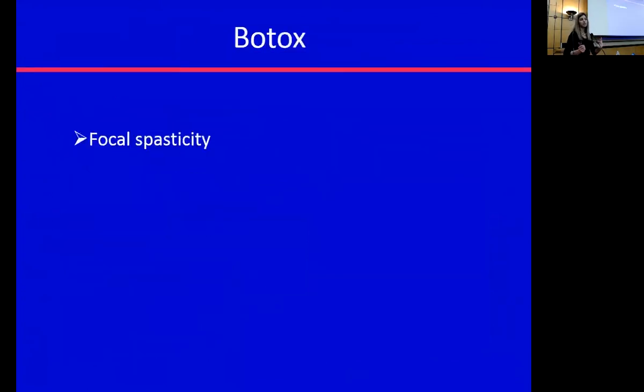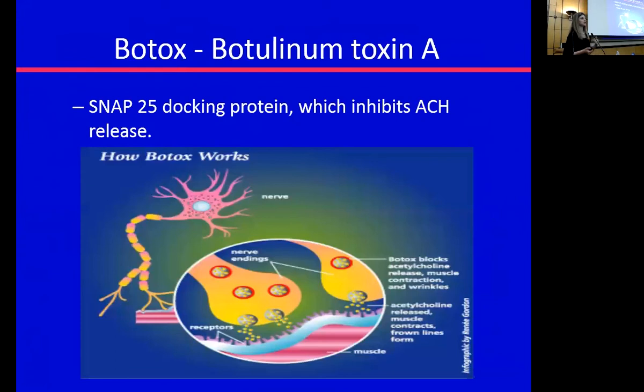Botox, as I previously mentioned, is used for very focal spasticity, usually with a specific treatment goal of being able to fit in an orthosis or being able to be seated in a wheelchair, or specific issues of pain. Basically, Botox works by inhibiting what's called the SNAP25 docking protein. What that essentially means is there's acetylcholine within the nerve terminal, and it prevents it from being released. You need acetylcholine to be released in order to cause muscle contraction, so by inhibiting it, you essentially decrease muscle contraction.